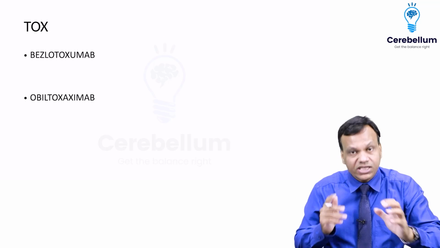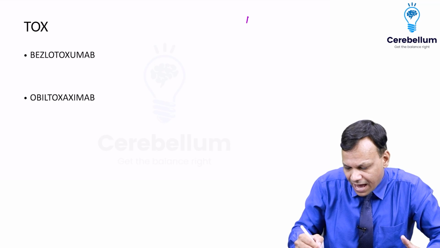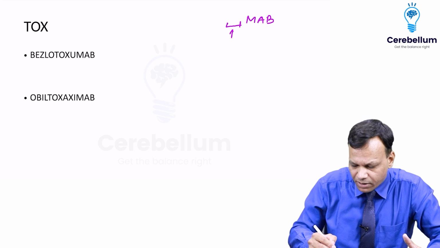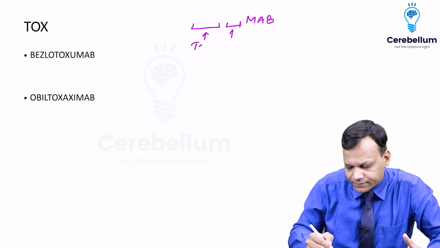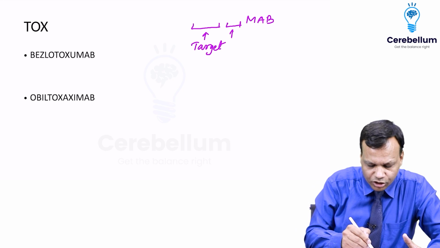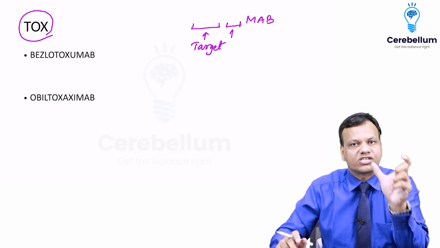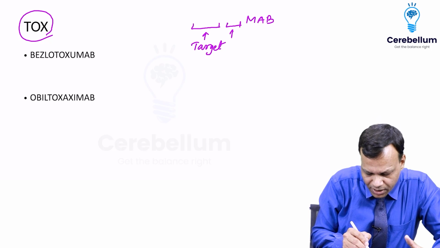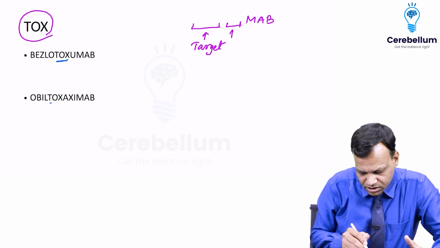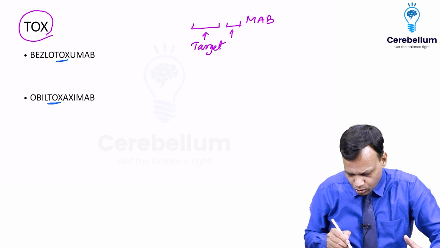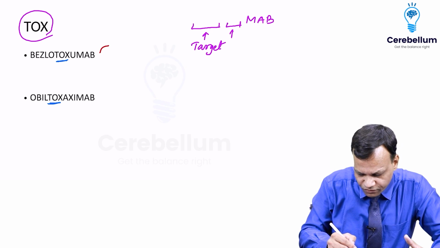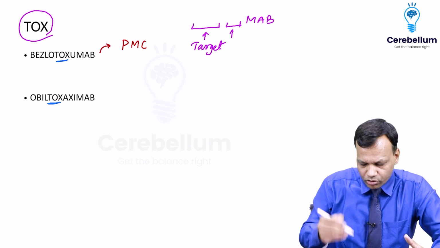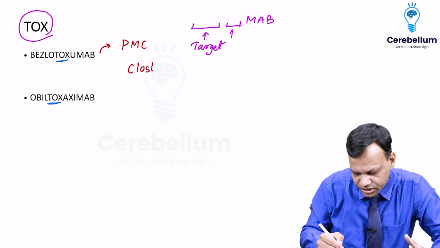Okay. Now the target we discussed here: the mab is present at the end. Then there can be a source code or there cannot be a source code. But before this, there will be the target. So if the target contains tox in the name, this is for toxin. So which toxin? We have two drugs, bagilotoxumab, which is for toxin, and obiltoximab, which is again for toxin. Bagilotoxumab is used for pseudomembranous colitis. It is a monoclonal antibody against toxin of Clostridium difficile.